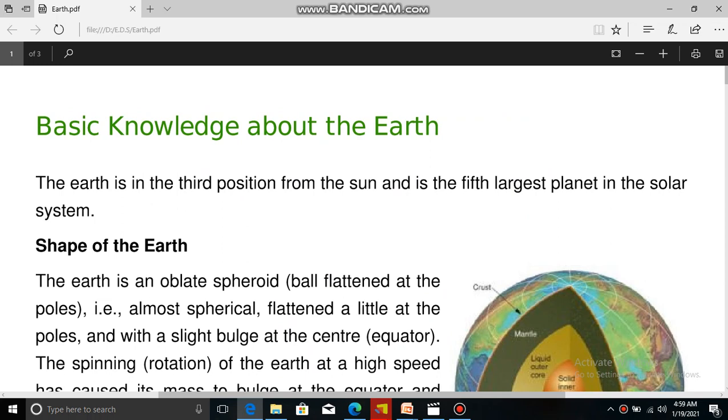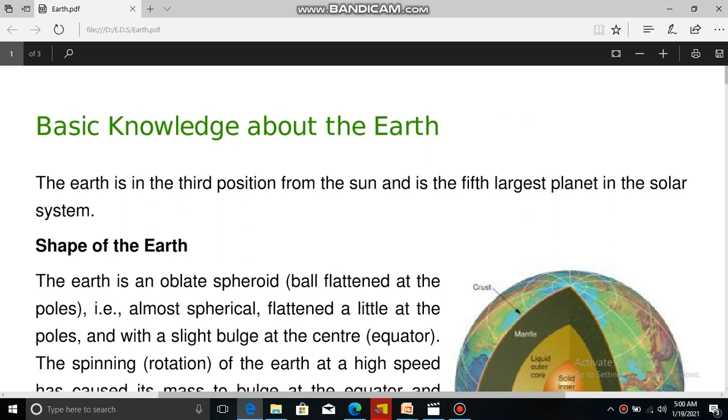Today we discuss the basic knowledge of Earth. We know that Earth is the only planet where life can exist. It is also known as the blue planet, the Terra, the World, the Earth; all these are names of the Earth. The Earth is third in position from the Sun and the fifth largest planet in the solar system.